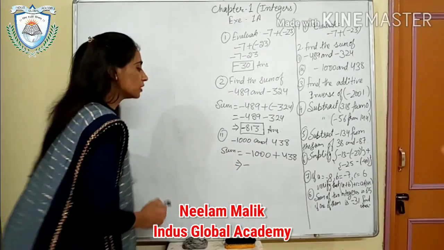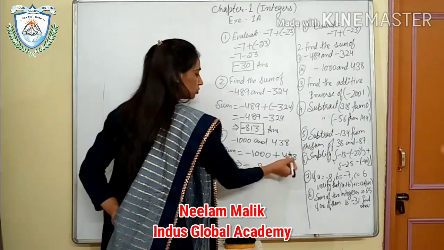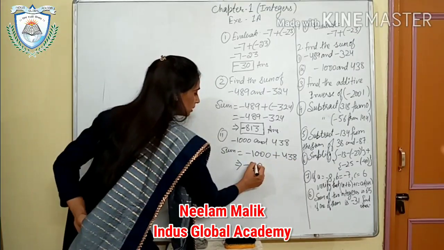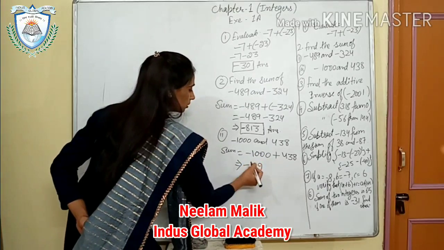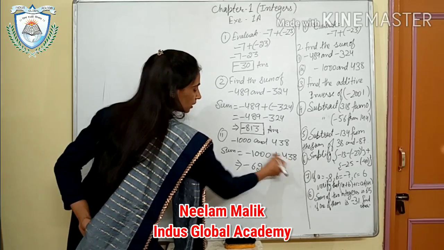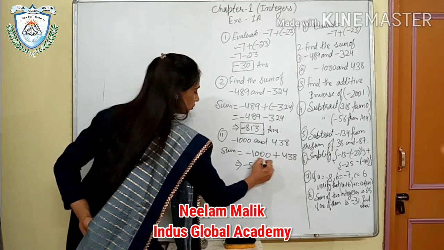And what is their difference? From 10, 8 will go, 2. From 9, 3 will go, it will be 6. From 9, 4 will go, it will be 5. Okay, so this is your answer.